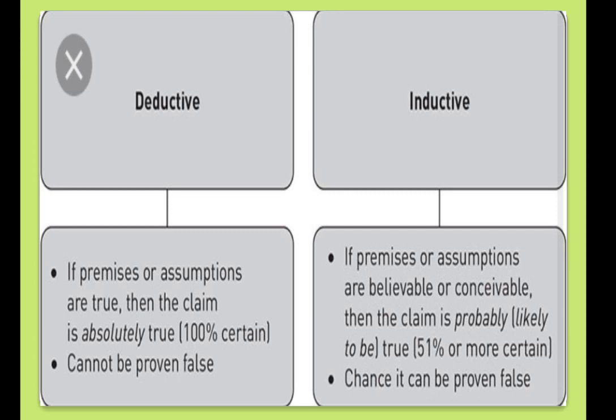Deductive: if premises or assumptions are true, then the claim is absolutely true, 100% certain. It cannot be proven false. Inductive: if premises or assumptions are believable or conceivable, then the claim is probably likely to be true, 51% or more certain. Hence, it can be proven false.